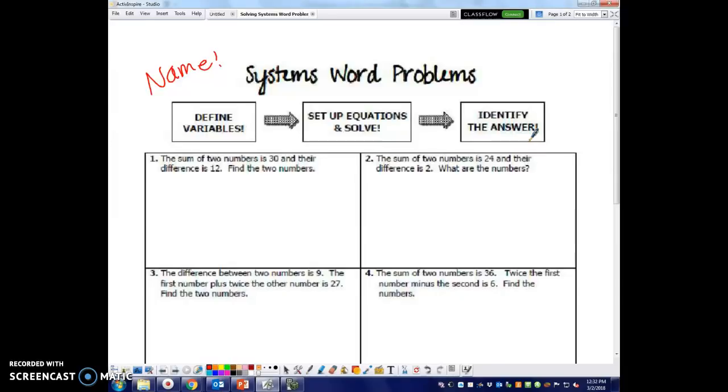Number 1, the sum of two numbers is 30, and their difference is 12. Find the two numbers. Okay, so the sum means add. Difference means subtract. The two numbers are going to be x and y, number 1 and number 2. Okay? So x plus y will give you what? 30. And then it says x minus y will give you what? 12. Okay? Now that we have that, we can solve.